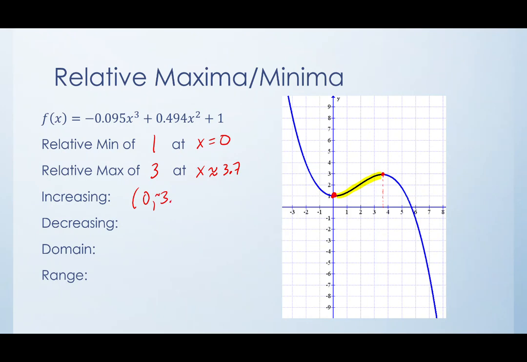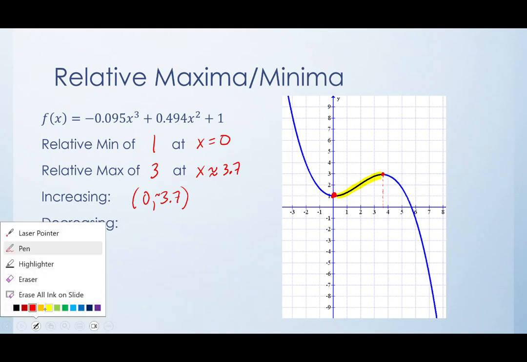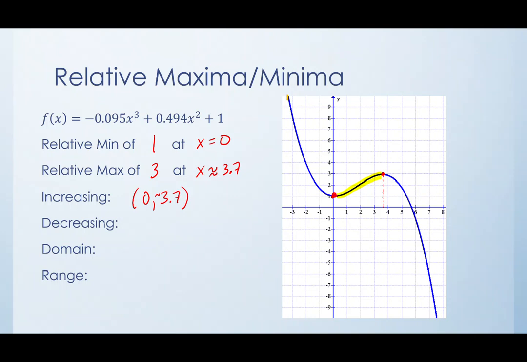So we'll just do a little wiggle there. Remember they're open intervals because the slope of the tangent line at the max and the min is actually horizontal. It has 0 slope. Just off of it, it'll have positive slope, which is what we're looking for with increasing. With decreasing, we're decreasing there. So from negative infinity to about 0, and from about 3.7 off to positive infinity.